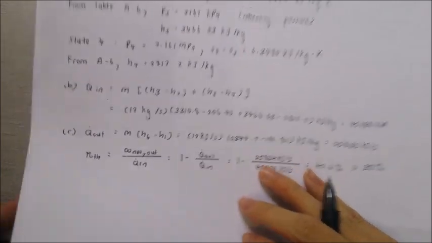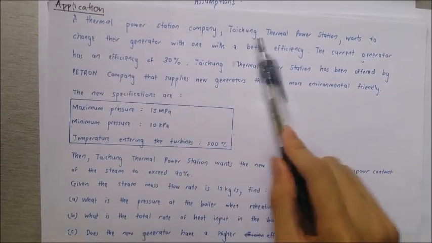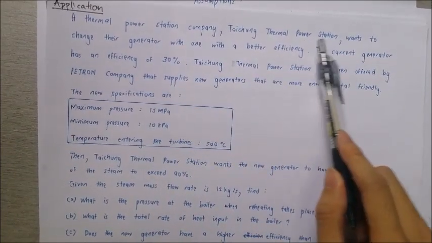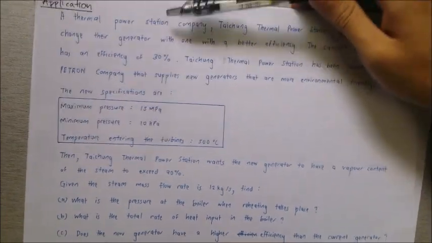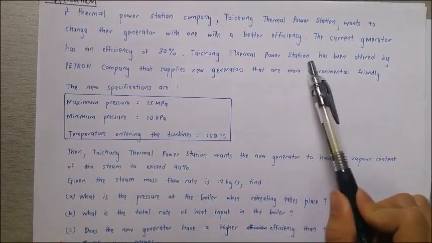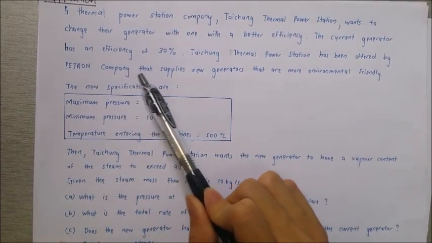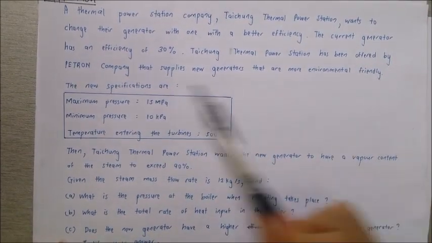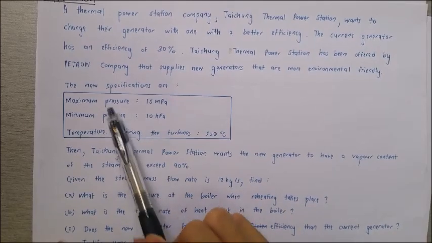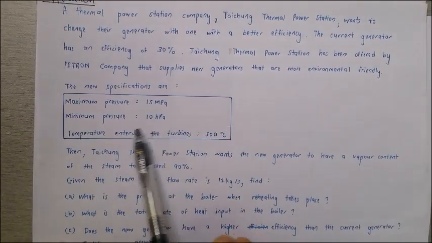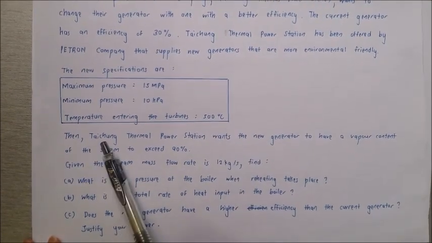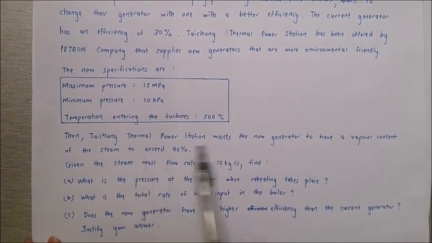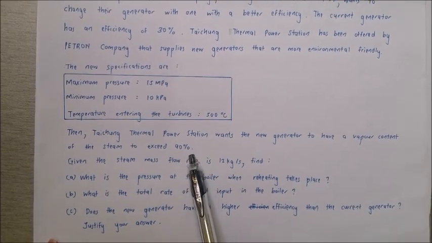For the application problem, it is nearly the same. The thermal power company Taichung Thermal Power Station wants to change their generator to one with a better efficiency. The current generator has an efficiency of 30%. They have been offered new, more environmentally friendly generators by a petroleum company. The new specifications are maximum pressure 15 megapascal, minimum pressure 10 kilopascal, and temperature entering the turbines 500 degrees Celsius. They want the generator's x not to exceed 90%.